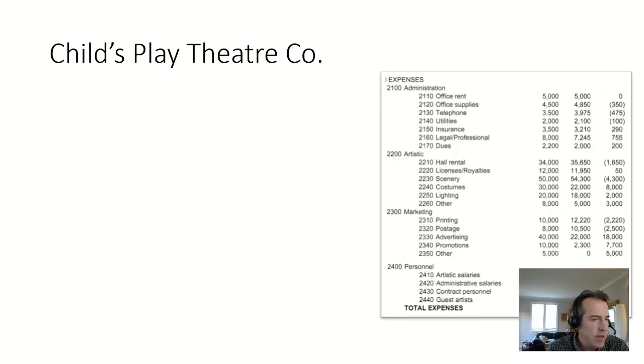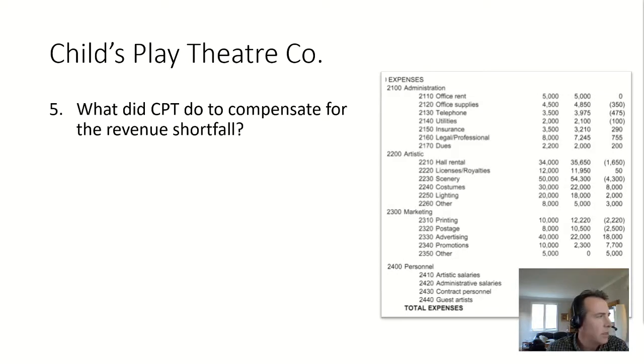So question 5 asked us, what did Child's Play Theater do to compensate for the revenue shortfall? Well, if you don't make enough money and you need to minimize the impact on your savings, or you don't want to call Aunt Edna for money, you've got to cut expenses. Now, in the expenses column, negative numbers are always bad, and big positive numbers mean that your department heads really had to make some difficult decisions in all of this.